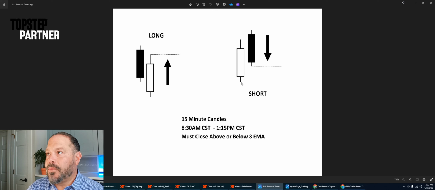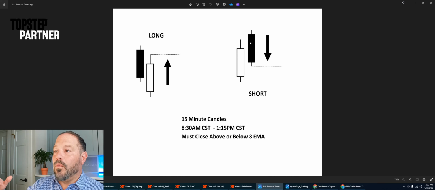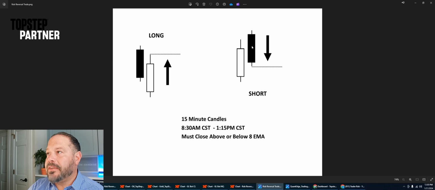And on the short, we're looking for a 15-minute candle that closes up. So it's a green candle. It could be on your chart, and for mine, it's white. And we are looking for the next candle to at least go one tick higher than the high of this candle right here, but then to close within the body or the wick of this next candle.